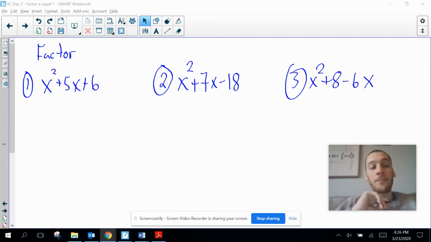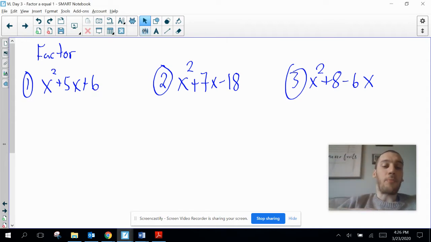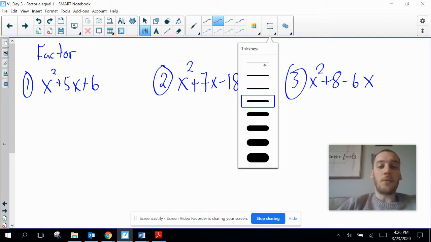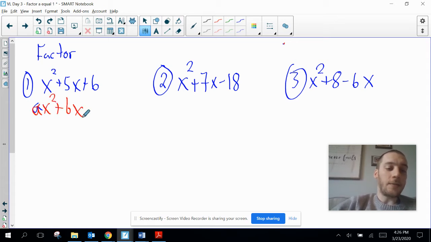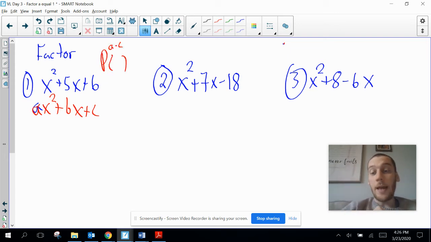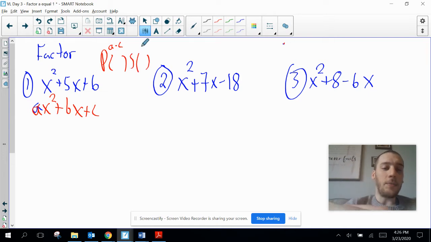1 doesn't count. So for my product sum chart, my product is going to be the first times the last. This is ax squared plus bx plus c. My product is going to be a times c. Today, a is always going to be equal to 1, so it's going to be easier. And my sum is going to be b.